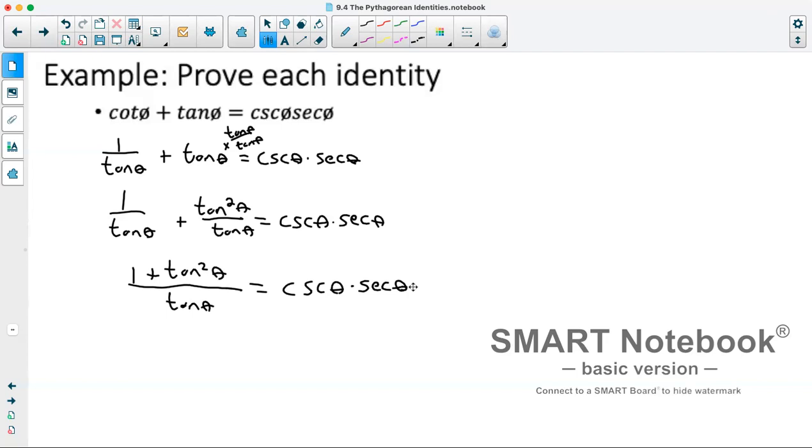Now, if we look at our Pythagorean identities, we had the identity that 1 plus tan squared theta is equal to secant squared theta. That means I can replace this 1 plus tan squared theta with secant squared theta. So that gives me secant squared theta over tan theta is equal to cosecant theta times secant theta.